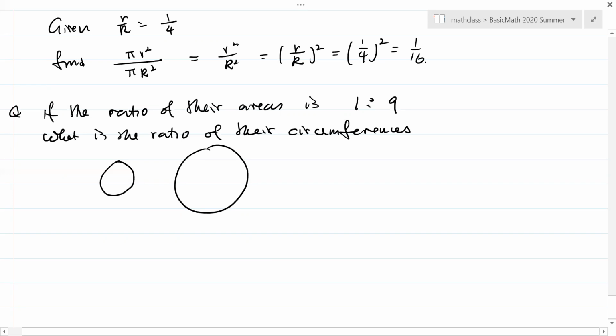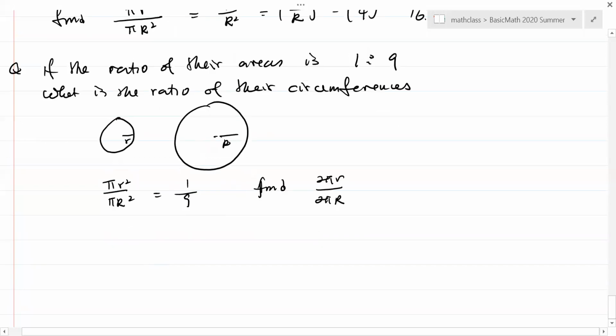All right, so let's use radius instead of other formulas. You have to write down what you are given. You are given the area, so the ratio of the areas is going to be 1 over 9. Just write down that. What do you have to find out? You have to find out the ratio of the circumference. It's 2 pi r, 2 pi capital R. You use the information on the left to find the information on the right.